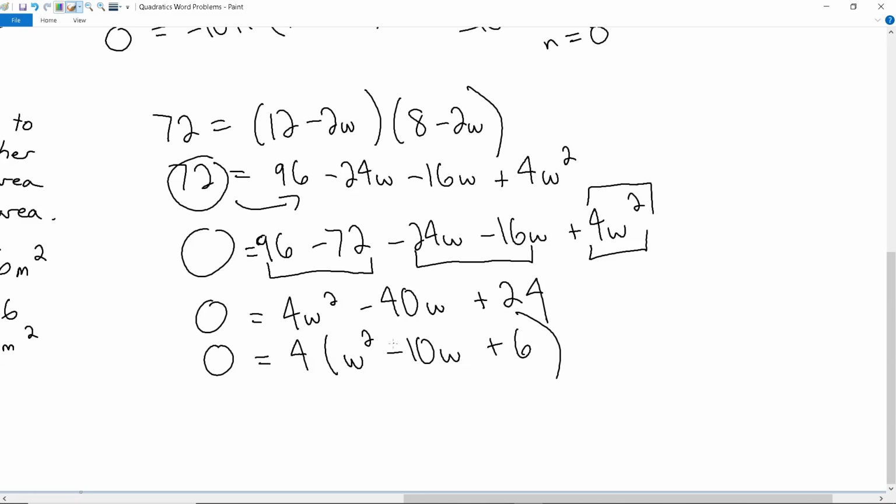Normally what we would do with a simple trinomial like this is we're going to look for two numbers that multiply to give me 6 and add to give me negative 10. But I don't think there's any clean numbers that we can use for this. So we're actually going to go right into the quadratic formula. So if at any point you're not really sure if you can factor something or not, you can always use the trusty quadratic formula.